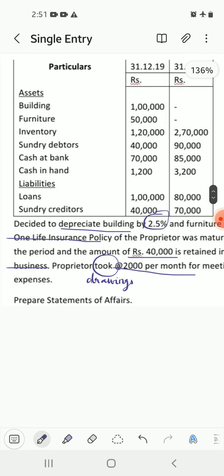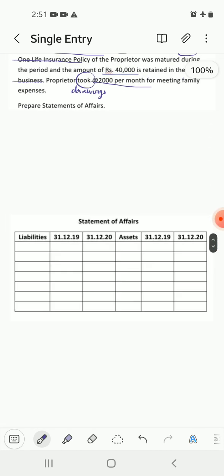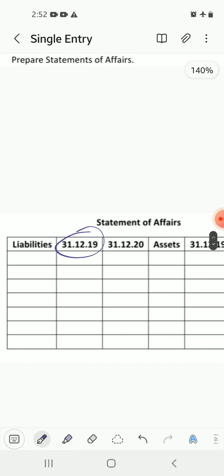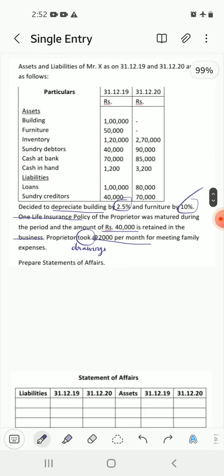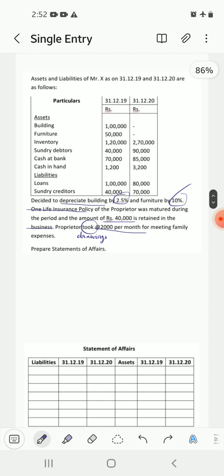First, we have to prepare the statement of affairs. The pro forma looks something like this. This is a simple balance sheet, with liabilities and assets on both sides. But then the amounts for 31st 12 19 and 31st 12 20 are given, just the way it is given in the question. Now we have to pick the assets and write them on the asset side and pick the liabilities and write them on the liability side.